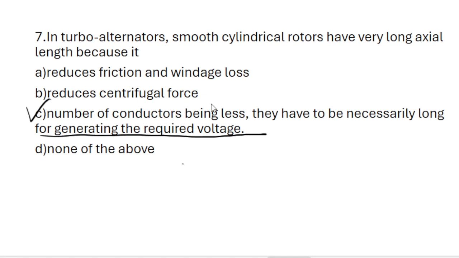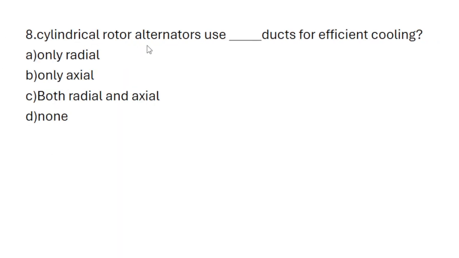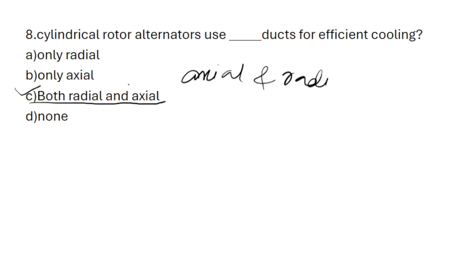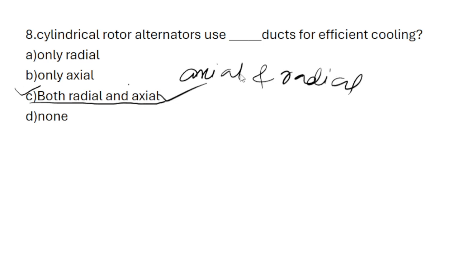Next question: cylindrical rotor alternators use dash ducts for efficient cooling. Options are: A, only radial; option B, only axial; option C, both radial and axial; option D, none. Here the answer is: salient or cylindrical rotor alternators use both radial and axial ducts for efficient cooling. So here option C is the correct one.